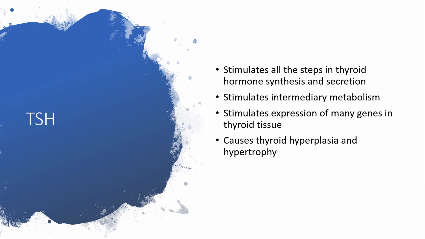TSH, that is thyroid stimulating hormone, stimulates all the steps in thyroid hormone synthesis and secretion. It stimulates intermediary metabolism, and also stimulates expression of many genes in thyroid tissue. It causes thyroid hyperplasia and hypertrophy.